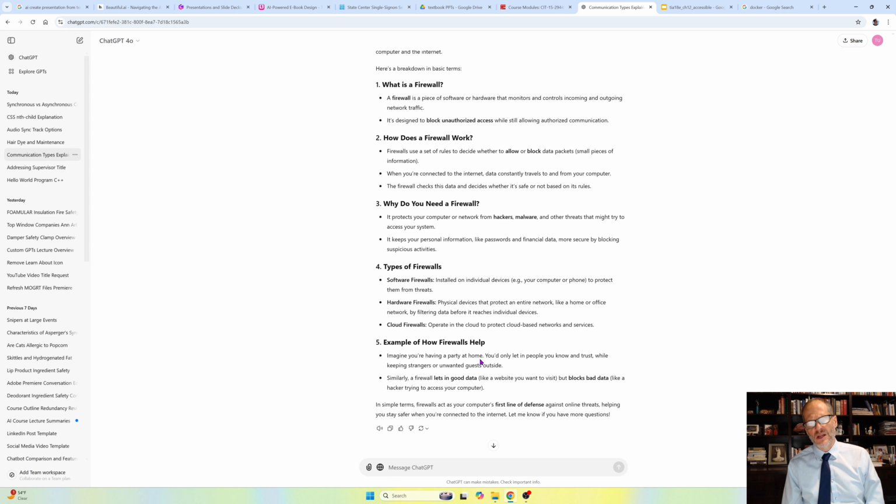Imagine you're having a party at home. You'd let in people you know and trust while keeping strangers or unwanted guests out. Similarly, a firewall lets in good data, like a website you want to visit, but blocks bad data, like a hacker trying to access your computer. So that's a pretty good basic definition of a firewall.